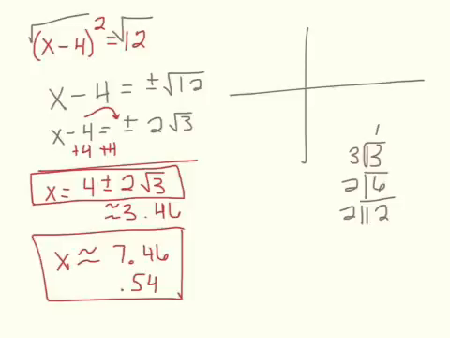Again, what does that mean? Just under 1 and between 7 and 8, my graph would look something like that.